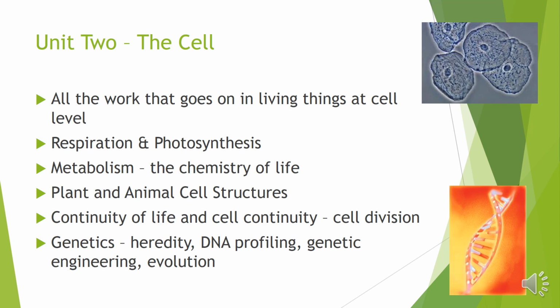Unit 2, we go down microscopically into the cells. So cells of animals and plants, we will have a look at those. Then the processes involved inside these cells. So respiration in every living cell, photosynthesis in the cells of plants, the metabolism of these organisms, so how all the chemistry that happens within plants and animals and organisms to keep them alive. We have to do a detailed look at plant and animal cells, and then look at cell division.